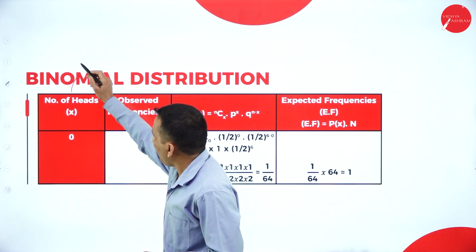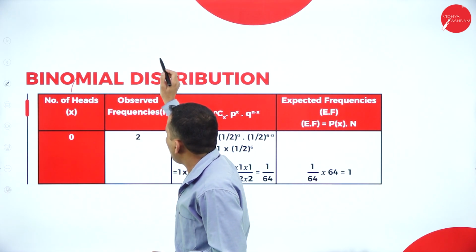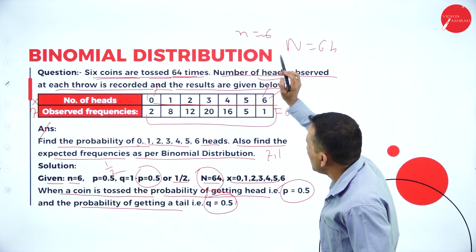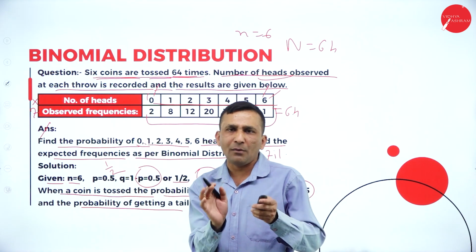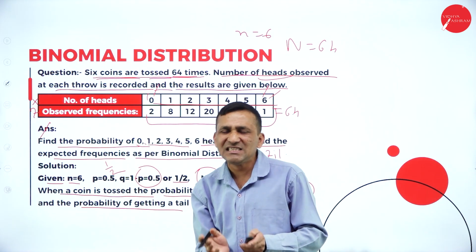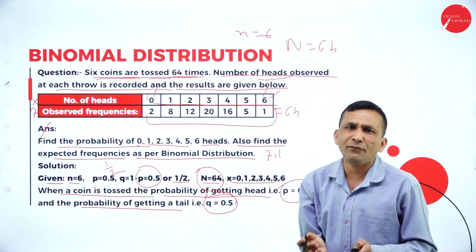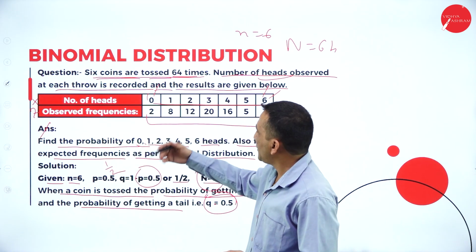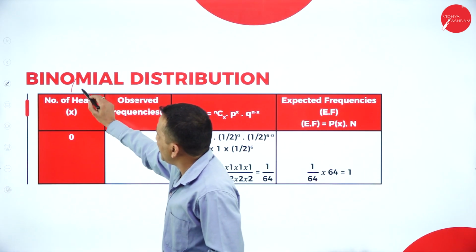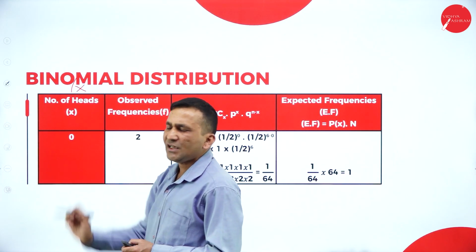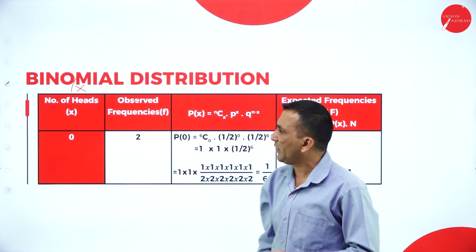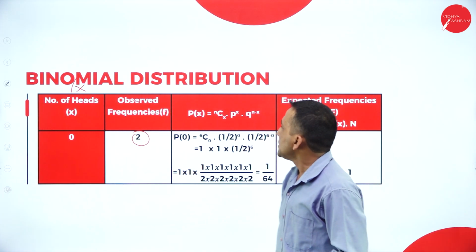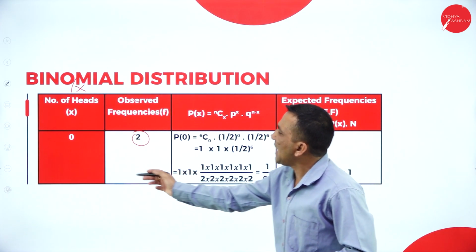So here the number of heads and the observed frequency, the experiment starting from 0 and ending with 6. Now, at each and every stage we need to find the probability mass function. You know the formula nCx into p to the power x into q to the power n minus x. So we have constructed the table. Now, the x series is starting from 0, and the observed frequency is also given in the question. The first x value has observed frequency 2. Here the probability mass function starts from 0.